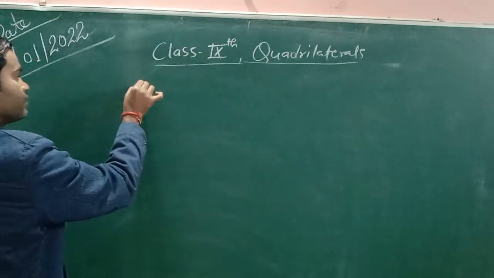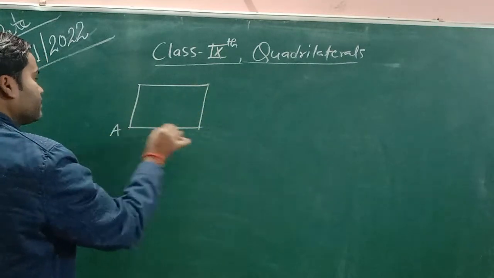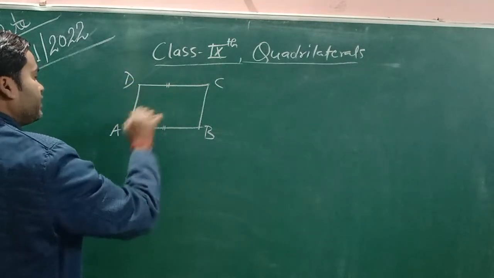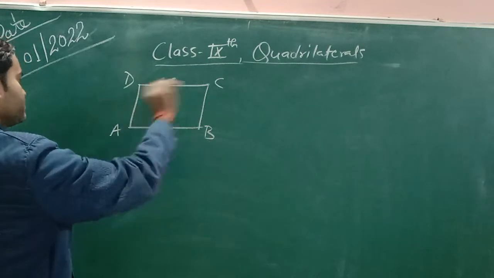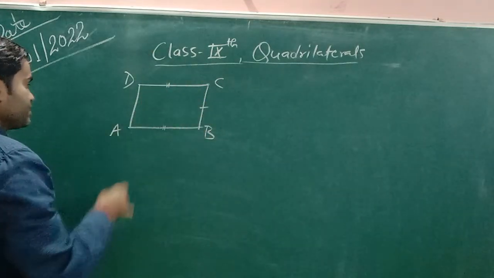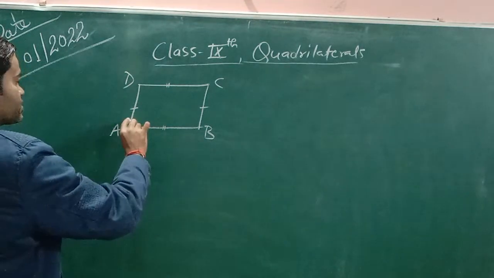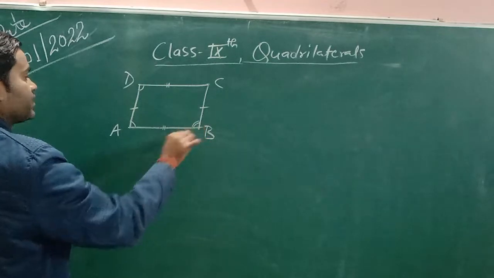Parallelogram is a quadrilateral having the pair of opposite sides equal and parallel. AB is equal to CD and AB is also parallel to CD. BC is parallel to AD and BC is also equal to AD. The sum of any two consecutive angles is 180 degree.